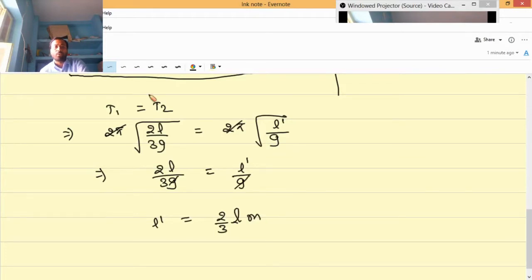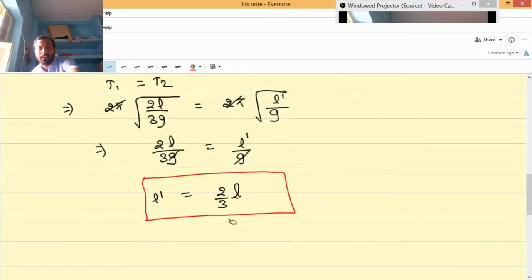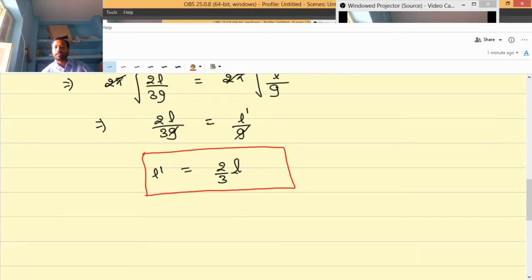In terms of meters we can write 2L by 3 meter. If the question is given in terms of meters, then we can write meter, otherwise it is not required. So we can write it like 2L upon 3 also. In the problem it is not mentioned that L is in meters, so we can write it like this. In this way we finished problem 49.